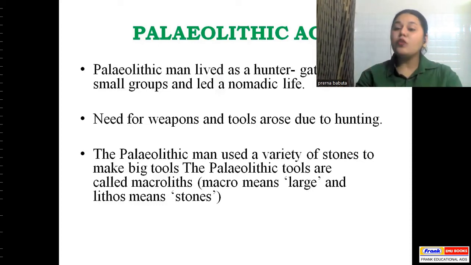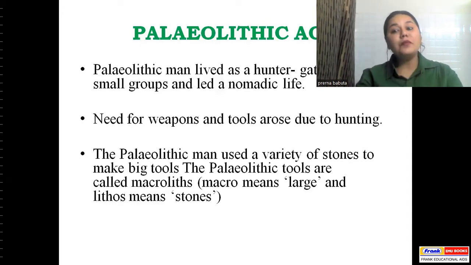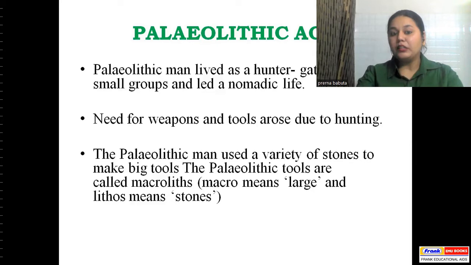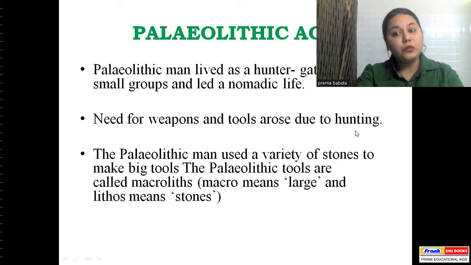So when this person was into the occupation of hunting and gathering, how did he do that? Can you hunt an animal by your hand? No, right? Even the early man could not do it. So they used some weapons. The need for weapons and tools arose due to hunting.